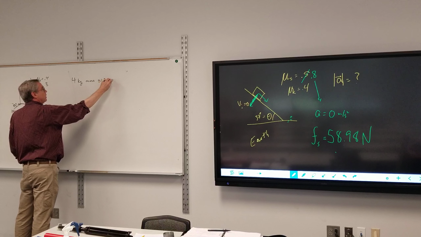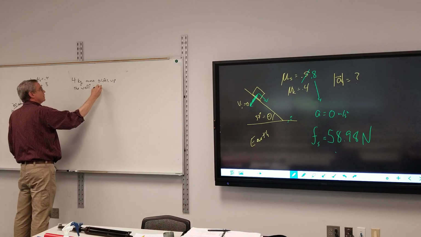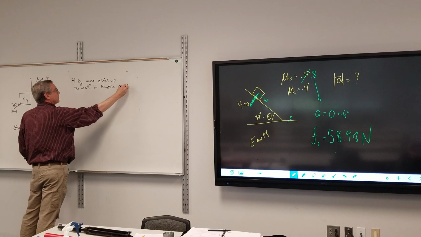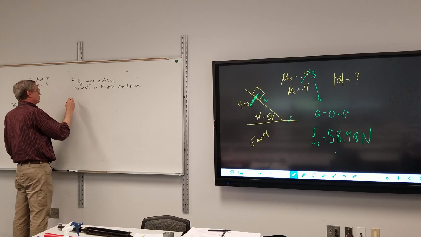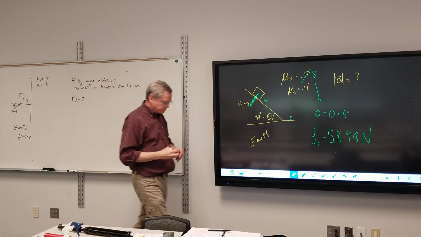slides up the wall in kinetic equilibrium. What is the angle?